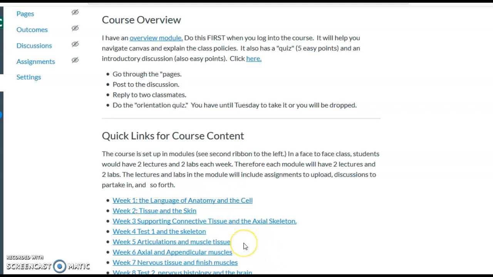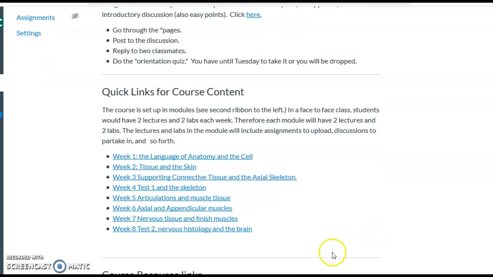When we get to the appendicular and axial skeleton and muscles, it gets off a little bit because the lectures are only 1 class long and the labs are 2 classes long. But we'll get back on schedule and get to the brain and the nervous system.